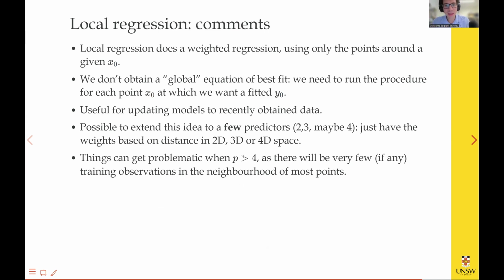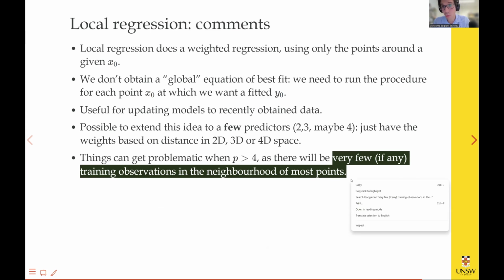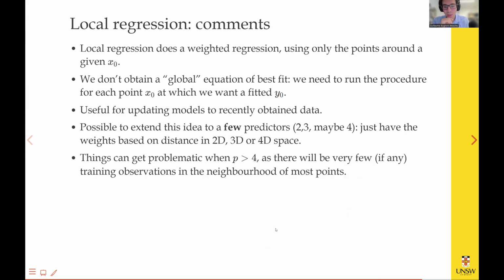The problem is that you can't do that in many, many dimensions, because of what I think some people call the curse of dimensionality. Conceptually, it might make sense in any dimension, but in reality, what happens when you have too many dimensions is that you'll have very few, if any, training observations in the neighborhood of most points, just because as the number of dimensions increases, it gets very unlikely that two points will be close in every single dimension.